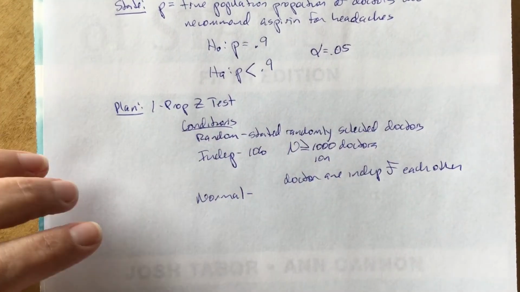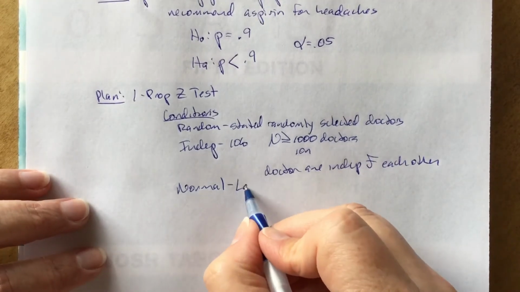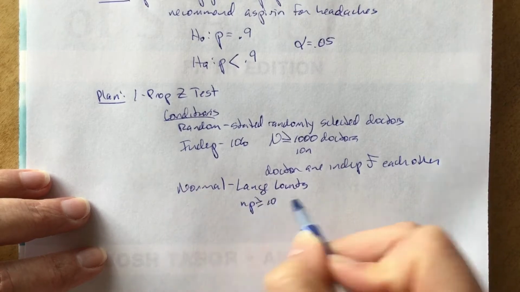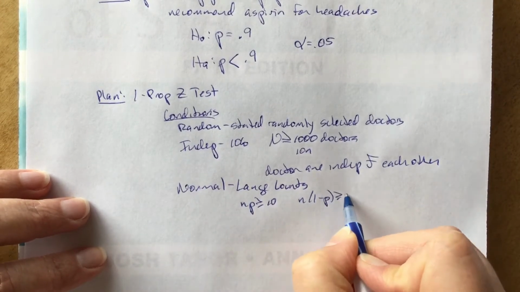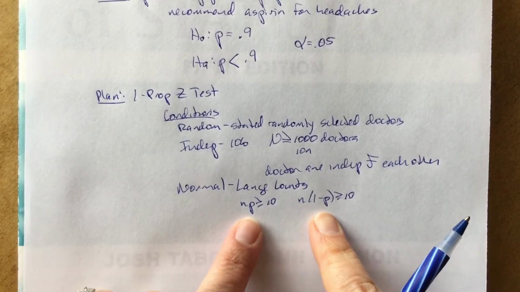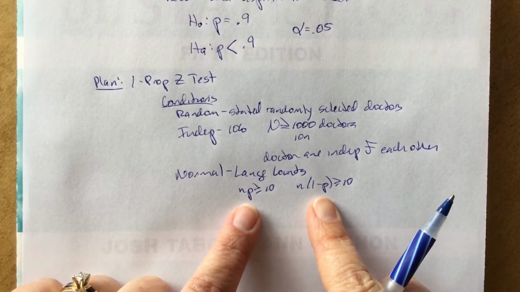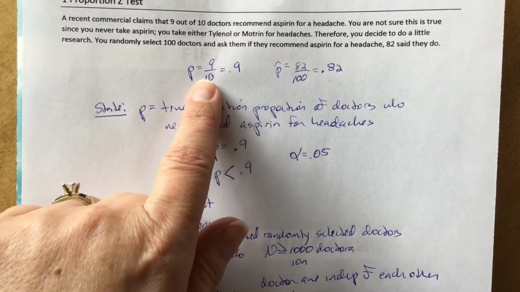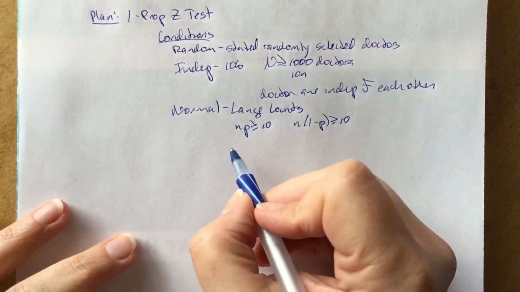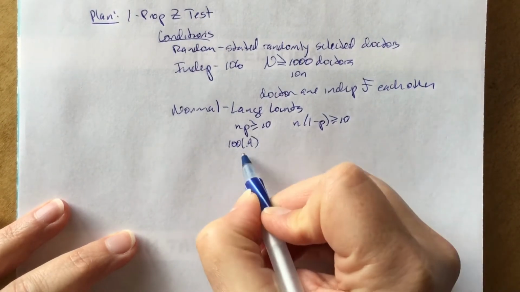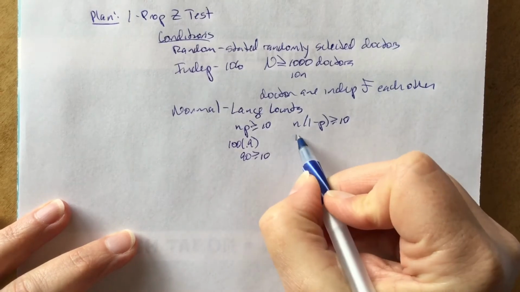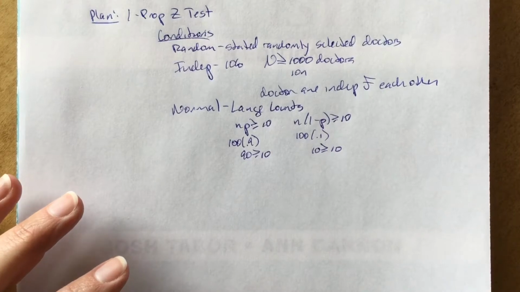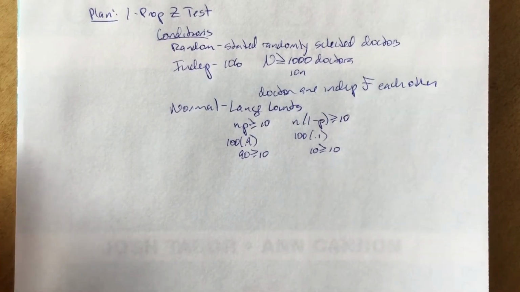Since these are proportions, I've got to use large counts, which again is n times p is greater than 10, n times 1 minus p is greater than 10. So now I've got a p. When I did my confidence intervals, I didn't have a p, I had to use p hat. Well, now I've got a p because my p is 0.9, so that's what I'm going to use here. So 100 times 0.9, which is 90, is definitely greater than 10. Ooh, 100 times 0.1 is 10. That's okay, 10 is greater than or equal to 10. So that condition is met.